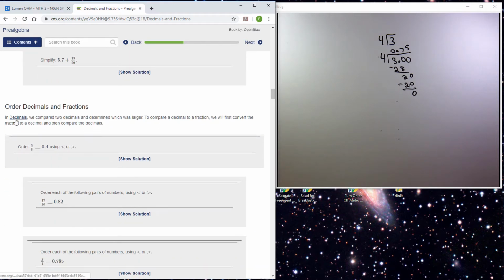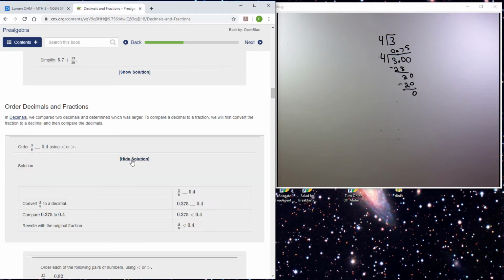Now you want us to order. We're building on what we already know about ordering decimals and fractions. So here that we're ordering, what we have to do first is convert the fraction to a decimal here. So we divide out here, with 0.375. If you compare the place values, the tenths place is a 3 here and a 4 there, so 0.4 is larger. Then you go to rewrite it, larger than 3/8.